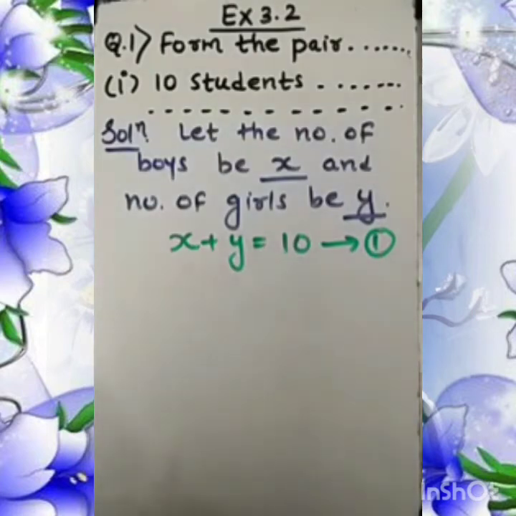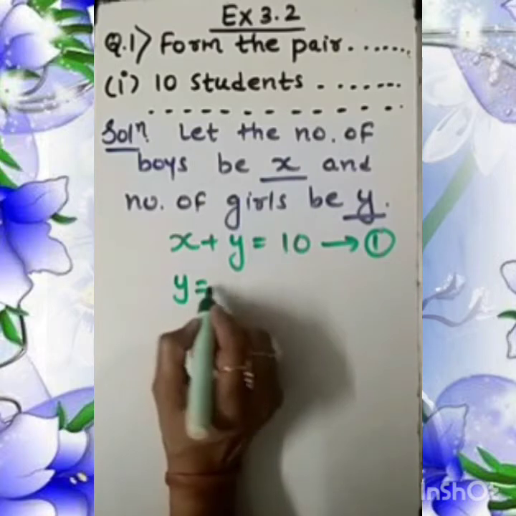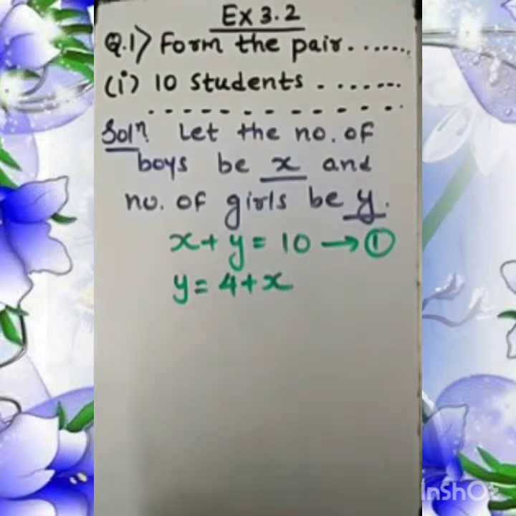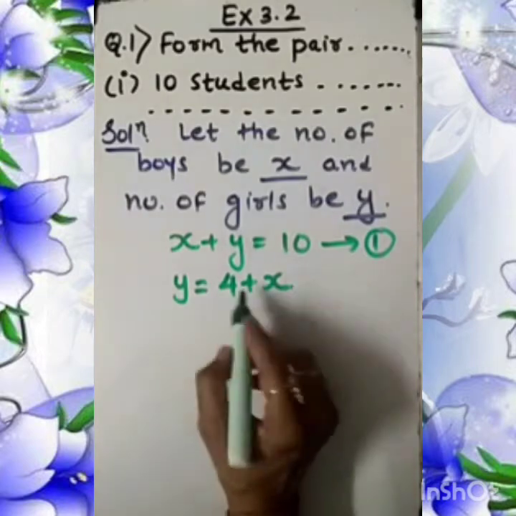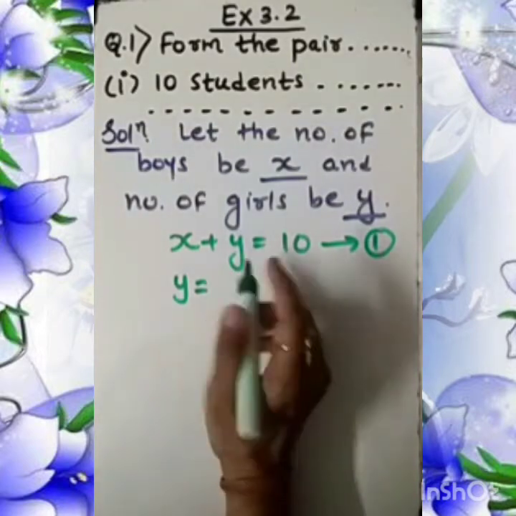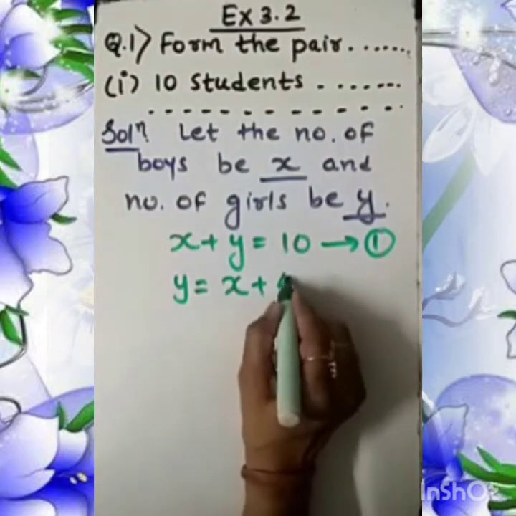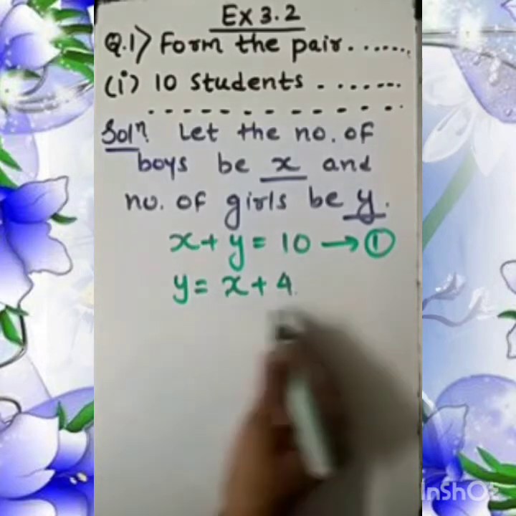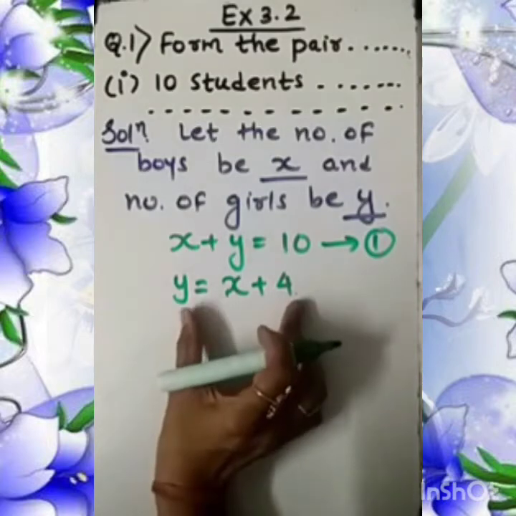Now, let's work on the second thing we are given. They are saying the number of girls, that is y, is 4 more than the number of boys. 4 more than the number of boys, you can write x plus 4. So this will become our second equation. Let's write it in a proper form.